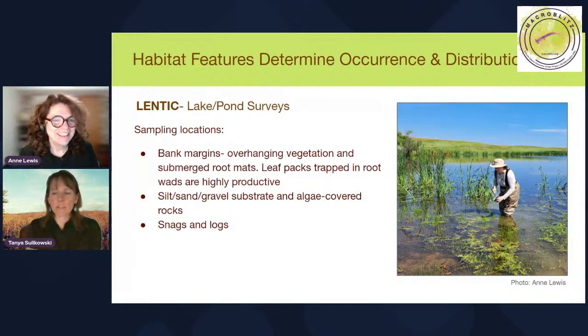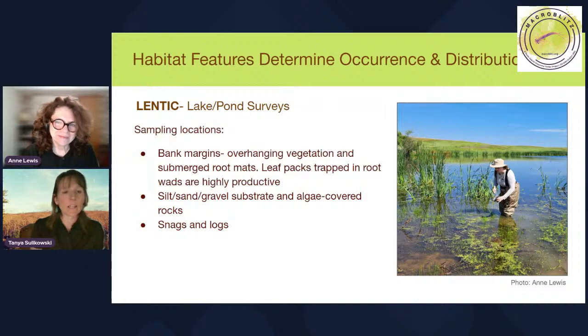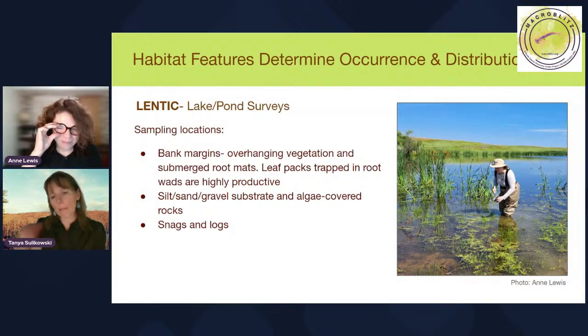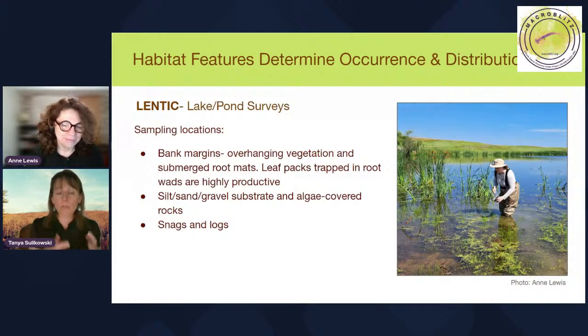And speaking of Ann Lewis, here she is in a photo. So we just did the lotic habitat. So here's lentic, lake and pond surveys. And when we're thinking about sampling locations in these systems, it's a little bit different, right? Because our habitat structure looks very different. So we don't have a lot of surrounding vegetation here. So we're going to be relying on emergent vegetation for sampling. And the bank margins are a great place to do this. And by bank margins, we mean the area right around the edge of this habitat. So there could be some overhanging vegetation. There's lots of submerged root mats.